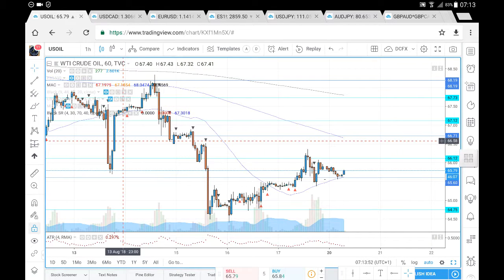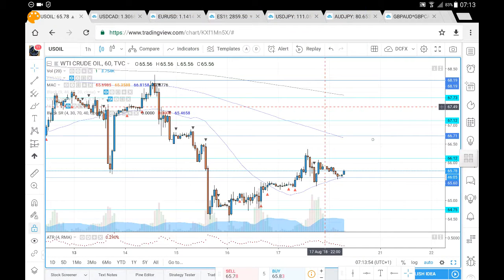So this is US oil analysis for Monday 20th of August. Now let's just have a look at prices and where prices may likely go. So we've had price come down towards the 64.50, retested 64.50, trade slightly beyond the 64.50, had a bullish move, break beyond the 64.75, retested 64.75, did hold as support, break above the 65.60s.